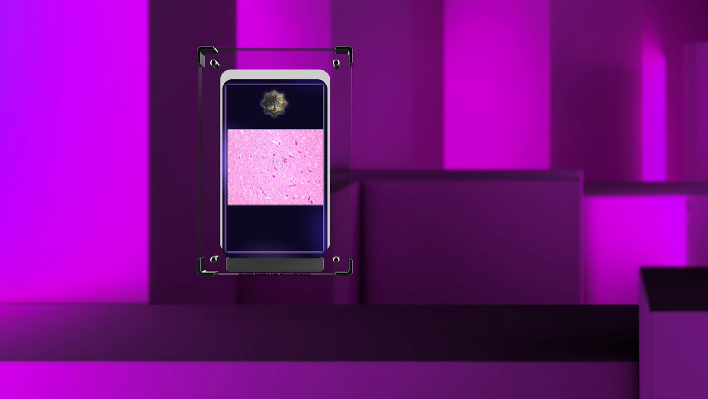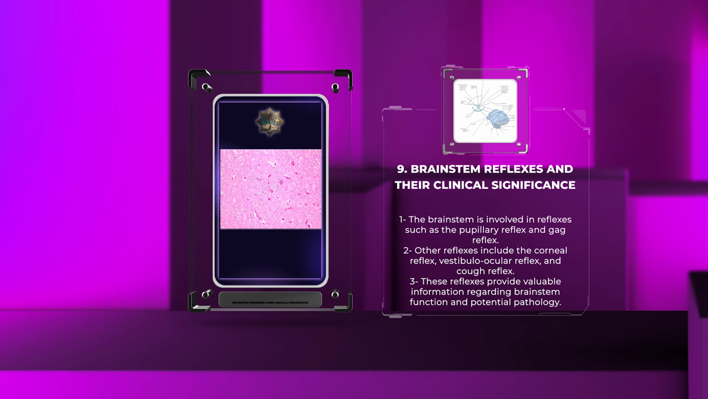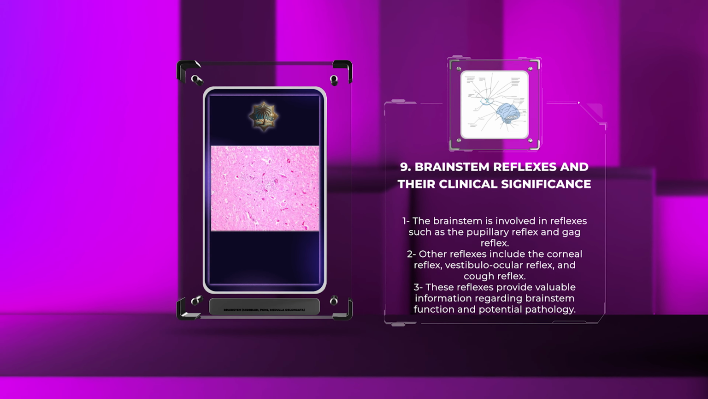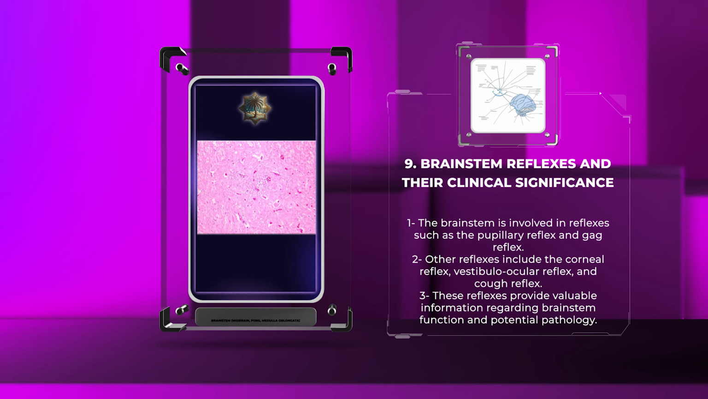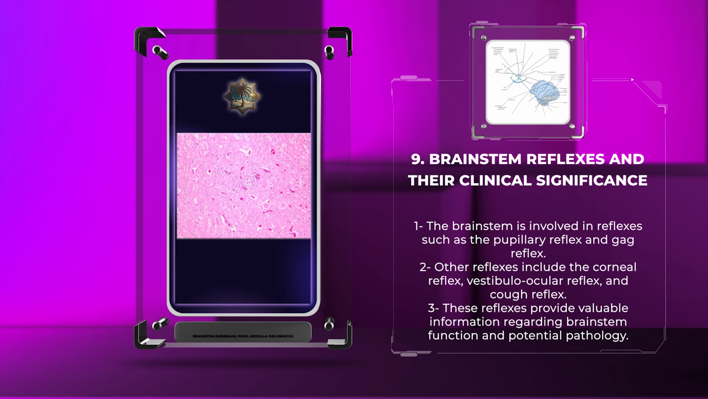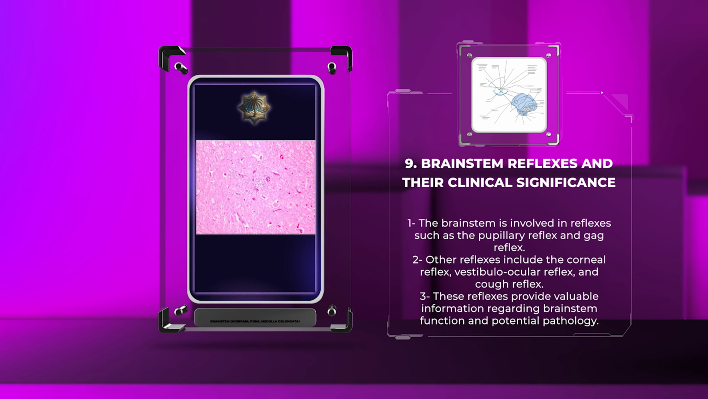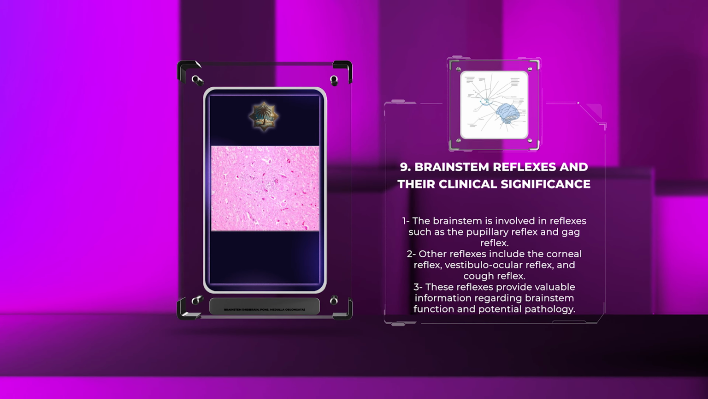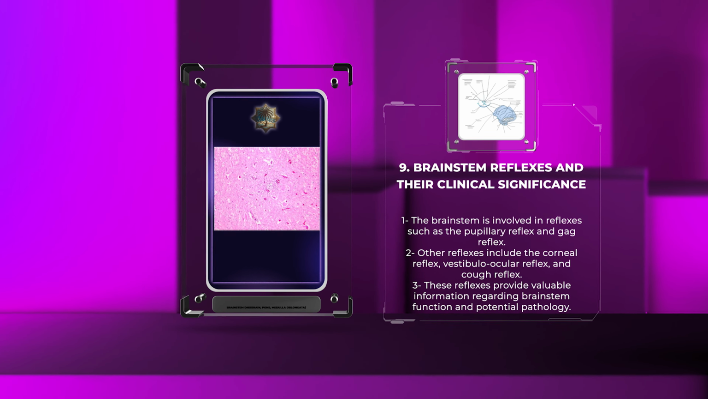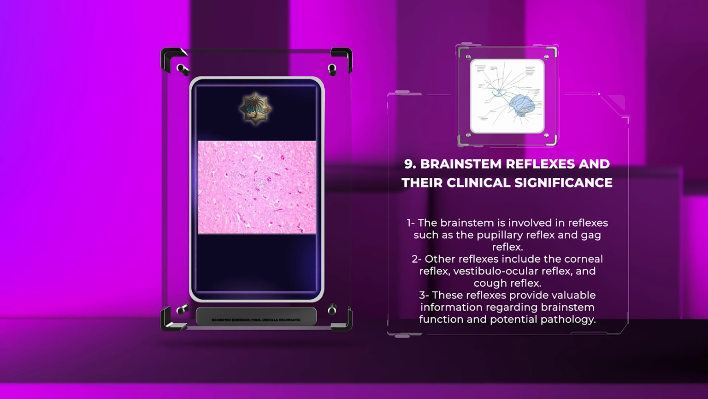The brainstem is involved in several important reflexes that help protect and regulate the body. These reflexes include the pupillary reflex, which controls the size of the pupils in response to light, and the gag reflex, which safeguards the airway from foreign objects. Other brainstem reflexes include the corneal reflex, vestibulo-ocular reflex, and cough reflex. These reflexes can be assessed clinically as part of a neurological examination and provide valuable information regarding brainstem function and potential pathology.